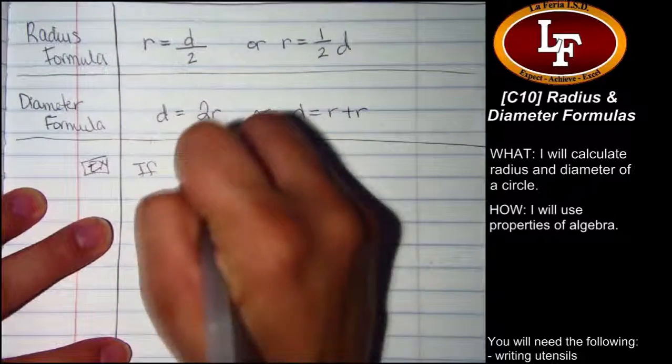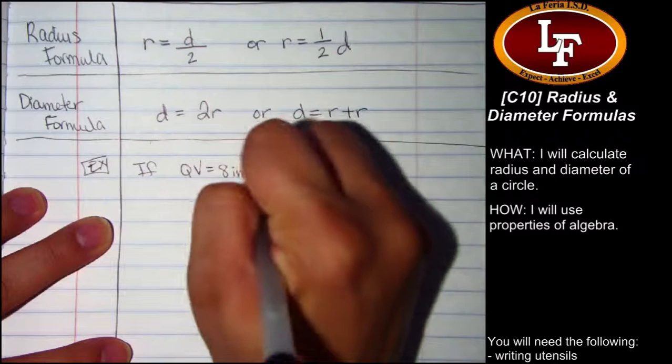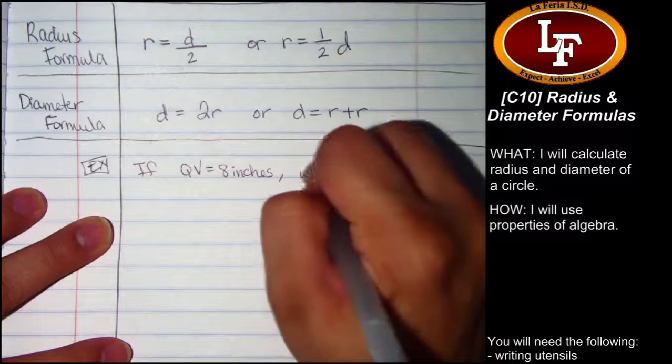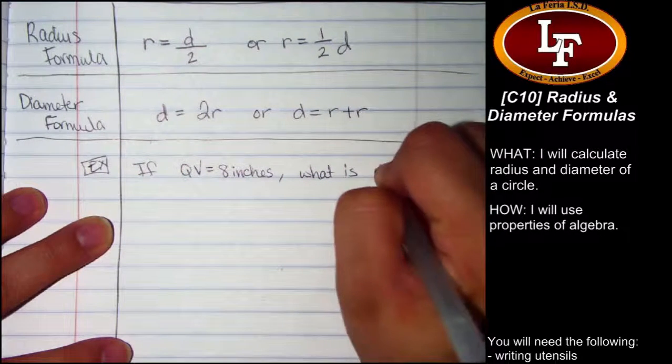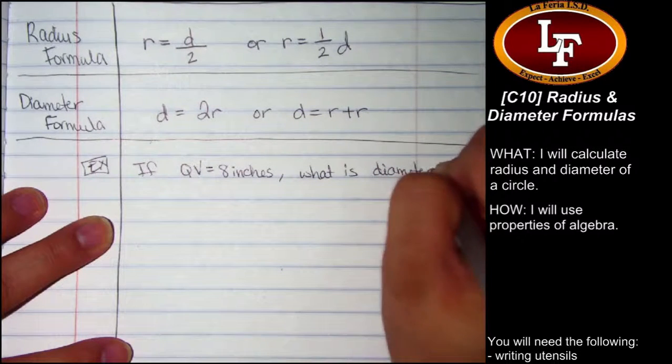Let's assume we have a circle, and in this circle we have some sort of segment named QV, and its measurement is 8 inches. Using just that information, we would like to know what the measure of the diameter of circle Q is.